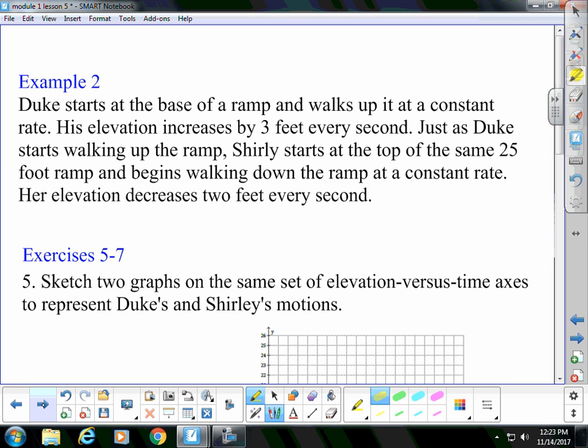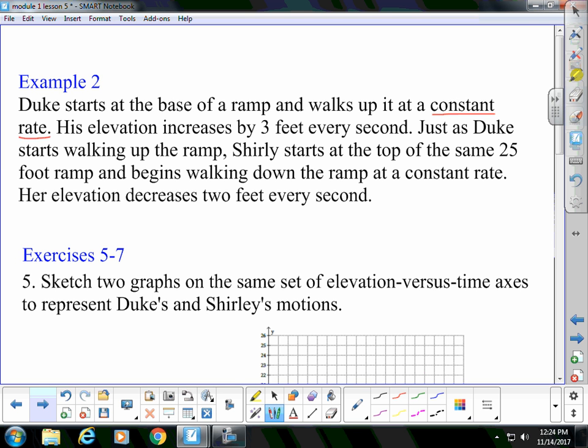It says Duke starts at the base of a ramp, so we know we're going to be putting Duke down at the bottom of the graph this time. Duke starts at the base of the ramp. He walks up it at a constant rate. Okay, so it's a constant rate right there. So that's where we're going to find out about his slope.